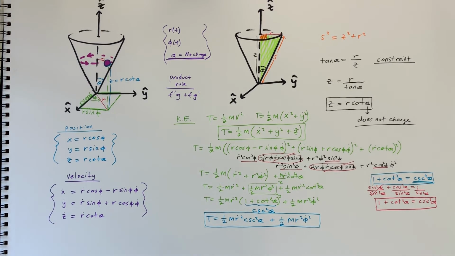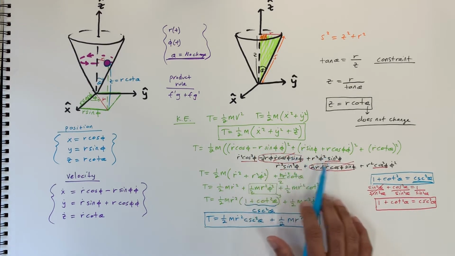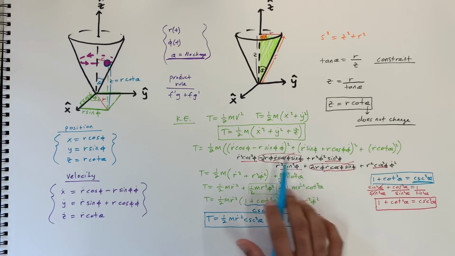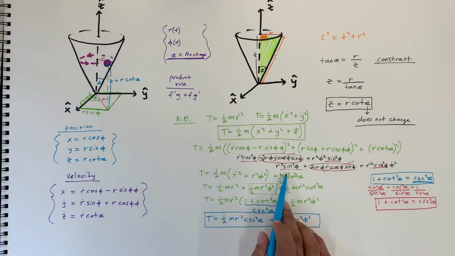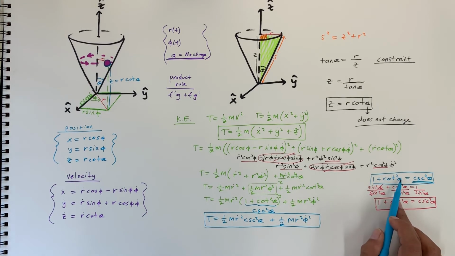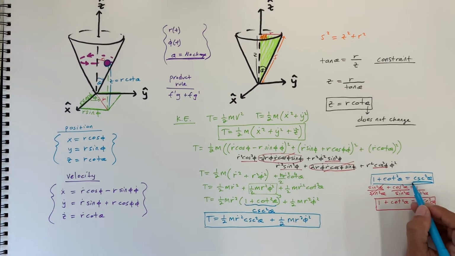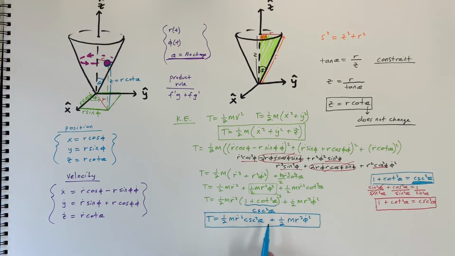All right, so it's a little bit tricky. Once we distributed everything out and canceled what we needed to, we're left with these 3 terms. Okay, we can combine r dot squared and r dot squared. So we're left with 1 plus cotangent squared. And then knowing our trig, we identified that it's cosecant squared. So we simplified it further, and this is our kinetic energy term.